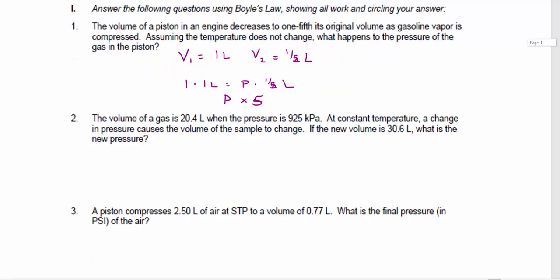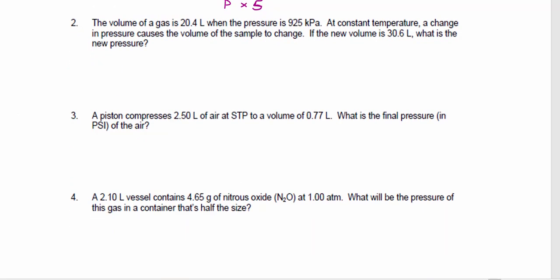So number 2, let's do some calculations. If the volume of a gas is 20.4 liters when the pressure is 925 kilopascals at a constant temperature, a change in pressure causes the volume of the sample to change. If the new volume is 30.6 liters, then what is the new pressure? Well, you can leave your units as kilopascals. You do not have to change them, but you do have to make sure that you understand where P1 and V1 are and keep them together.